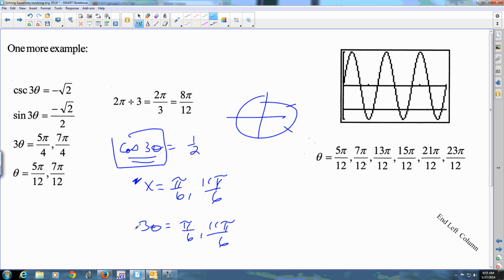Okay, this is what you got. Then you need to get rid of the 3 by multiplying by a third. That would give you pi over 18 and 11 pi over 18. You'd graph it, look at it, see where your other solutions are, and then start adding the period, 2 pi over 3, onto these. So that's how you do the left column of the worksheet that goes with this.